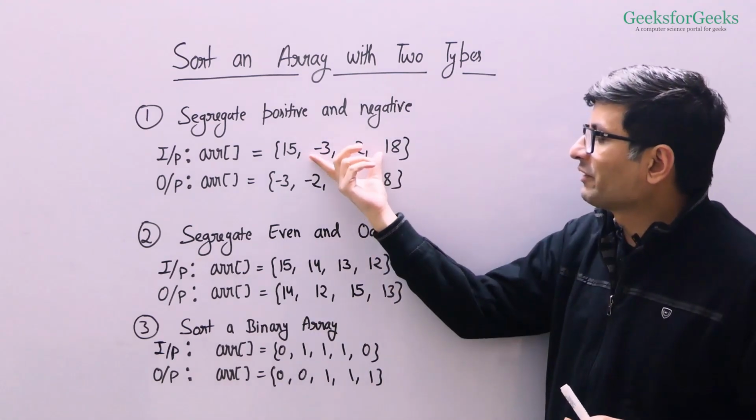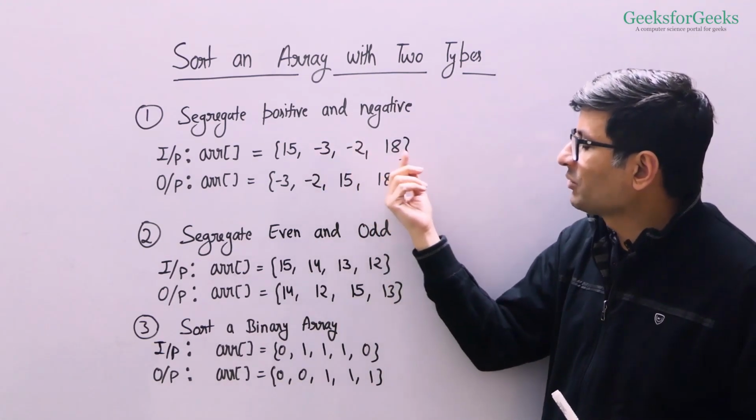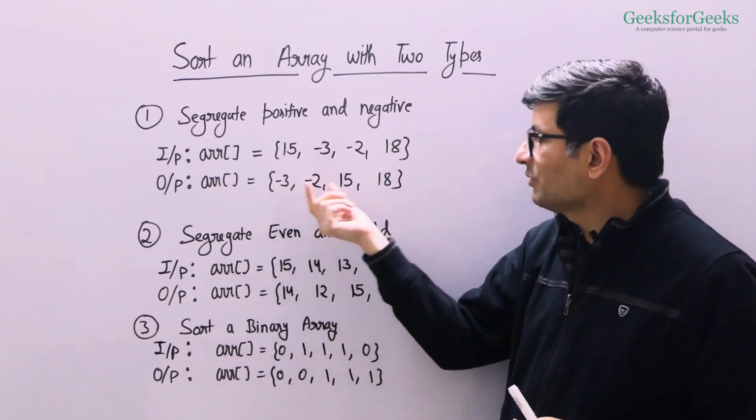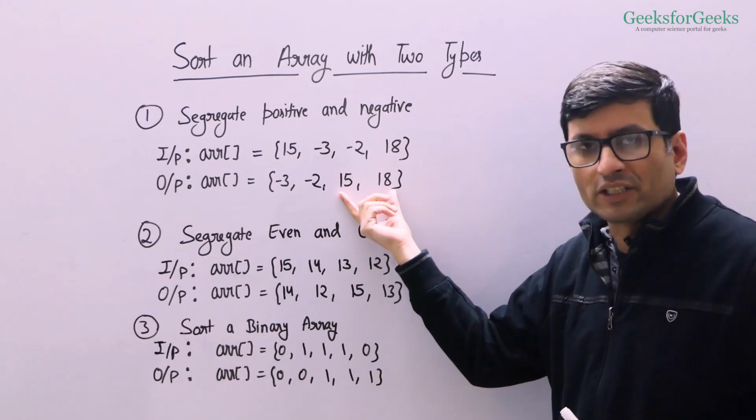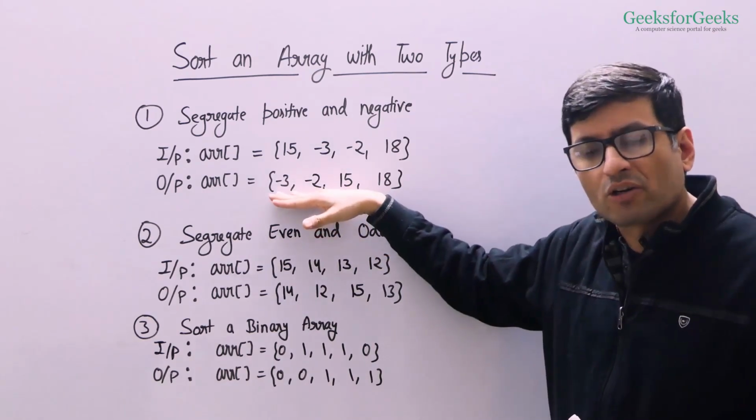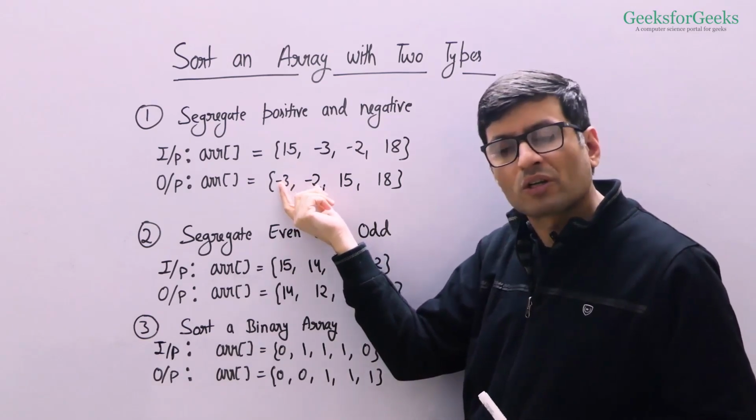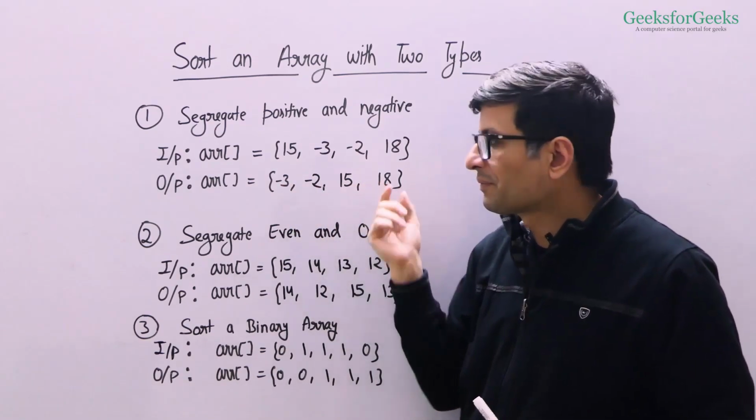For example, if you're given this array 15, -3, -2, 18, you need to produce an array which has all the negatives first, like -3, -2, and then all the positives, 15, 18. This is not the only valid output. The other possible valid output can be where you have a different order of negatives and a different order of positives.